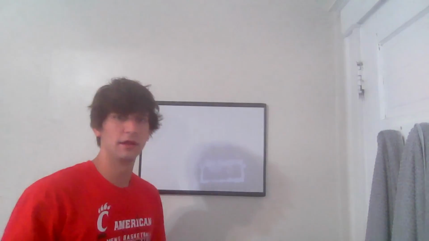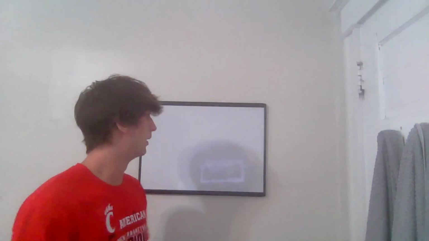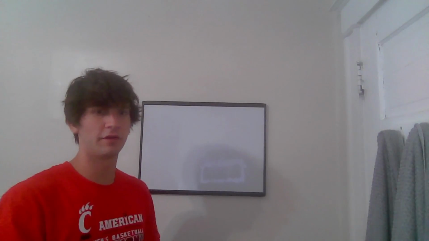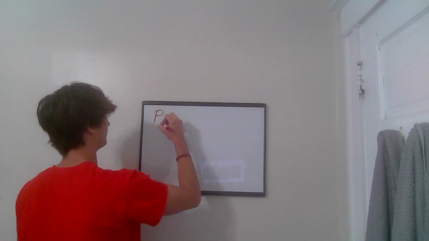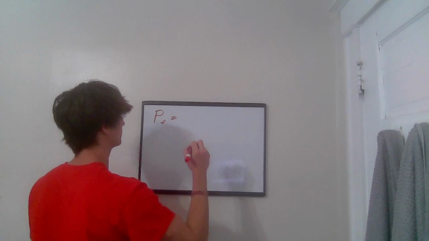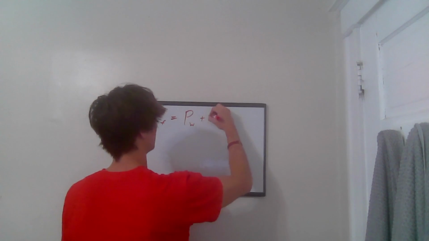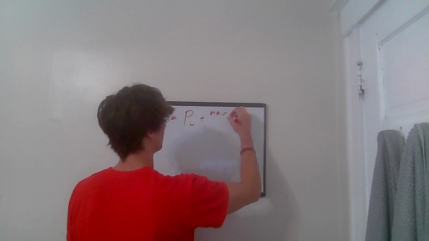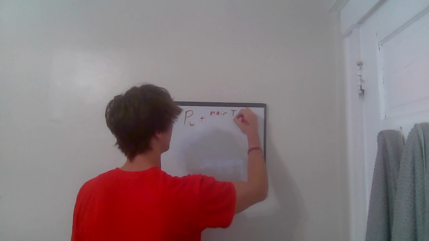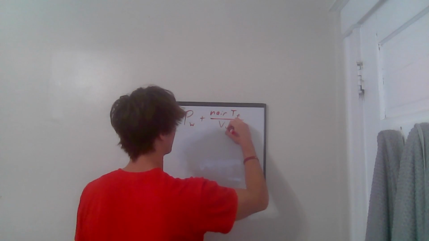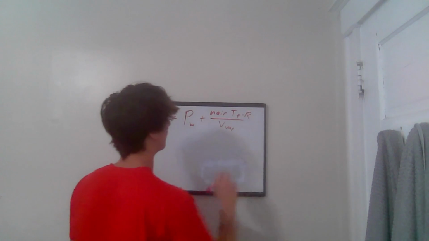Now what we're looking for is our final temperature. The way we find that is to use an equation and then use a root solver in our Python. The final pressure is going to be equal to the pressure of water plus moles of air times our final temperature over our V vapor, and then I think times R as well.